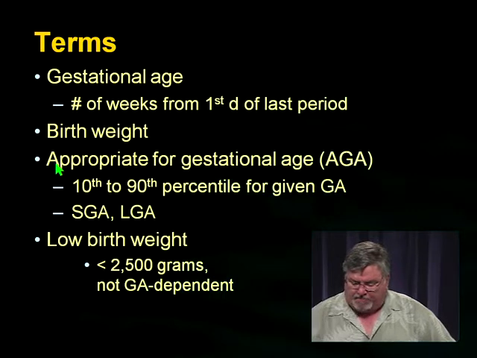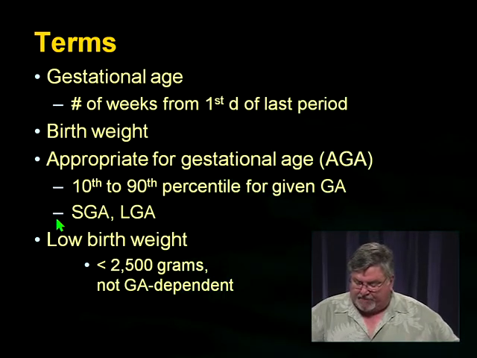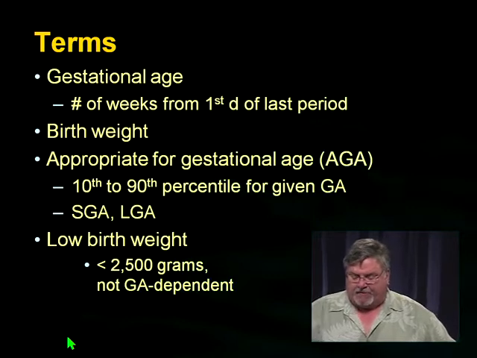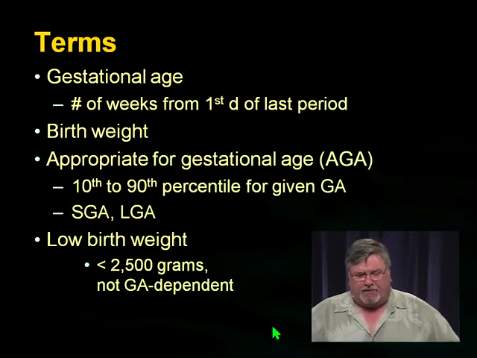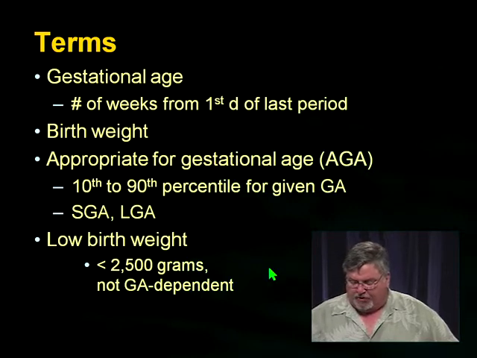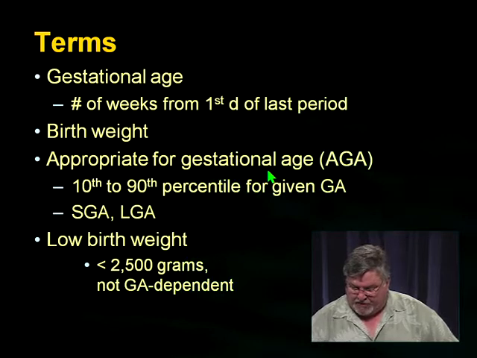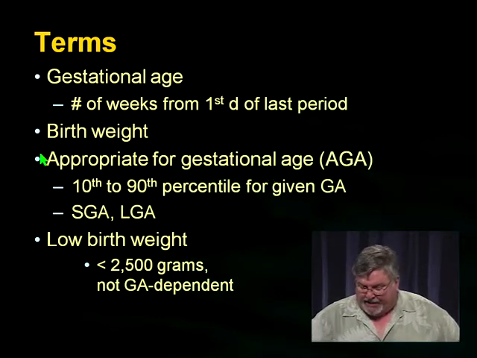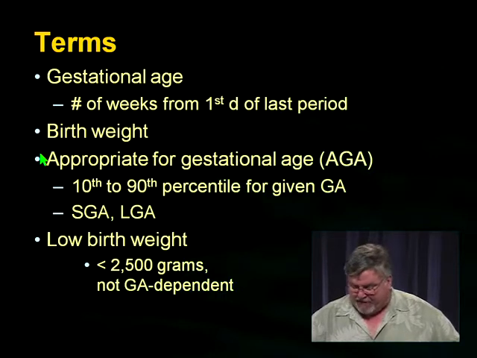All right, birth weight, obvious. The term appropriate for gestational age, AGA, is the 10th to the 90th percentile for any given gestational age. That's appropriate. So by definition, 20% of you were born inappropriately for gestational age. Therefore, you get small for gestational age and you get large for gestational age. And then low birth weight is less than 2,500 grams, and it is not gestational age dependent.